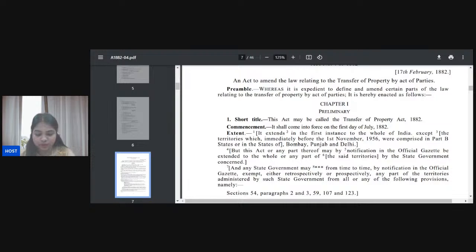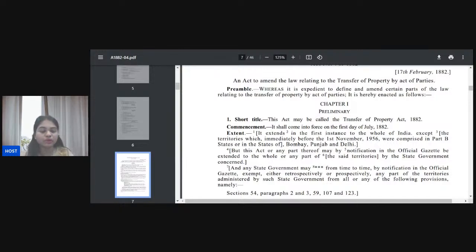Not exhaustive, right? So the TP Act, if you see, is not exhaustive. Why is it not exhaustive? Because it does not contain complete law for all kinds of transfer in India, right? There are several kinds of properties, so the Act is not operating on all kinds of properties. Firstly, it does not deal with movable property. For transfer of movable property we have the Sale of Goods Act, right? So it is not exhaustive in that case.